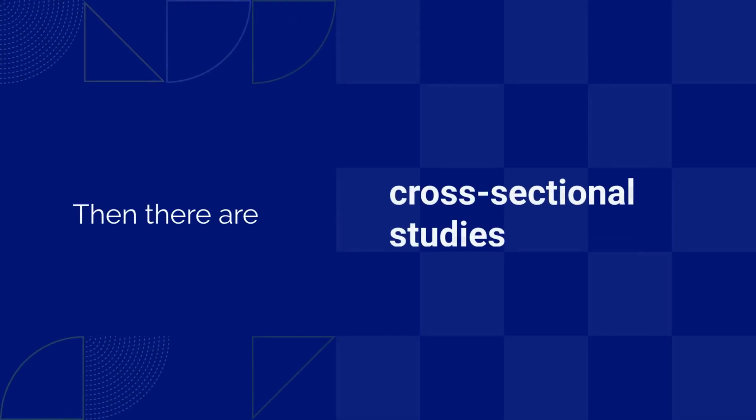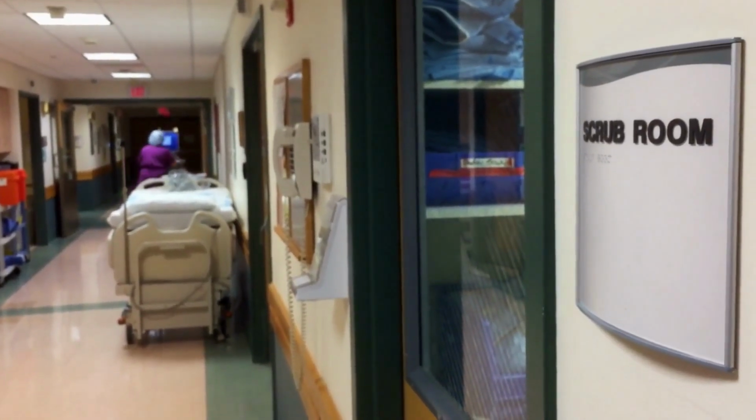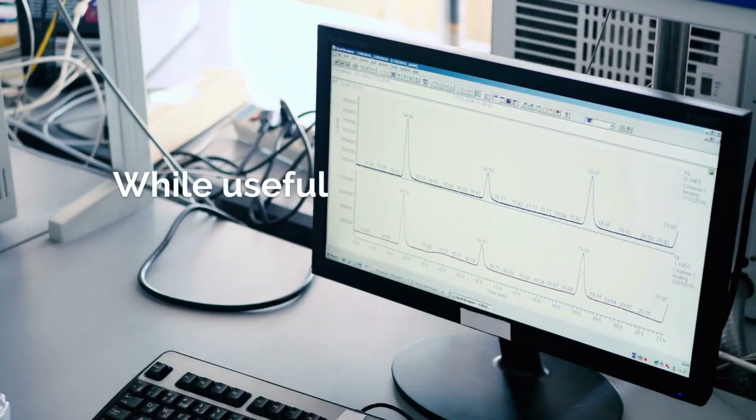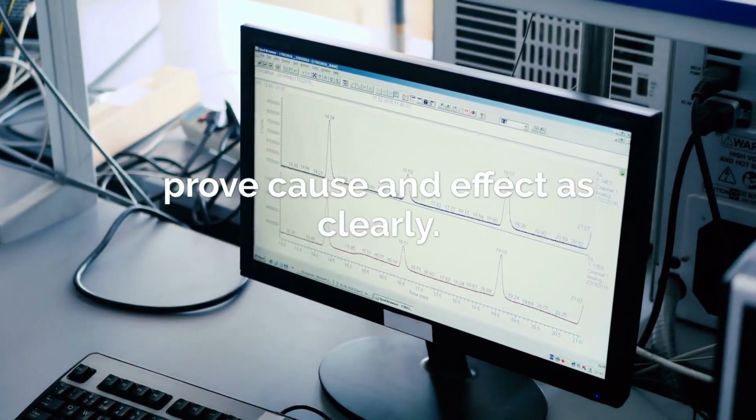Then there are cross-sectional studies. These take a snapshot in time. They measure both exposure and disease presence at the same moment. While useful for understanding prevalence, they can't always prove cause and effect as clearly.